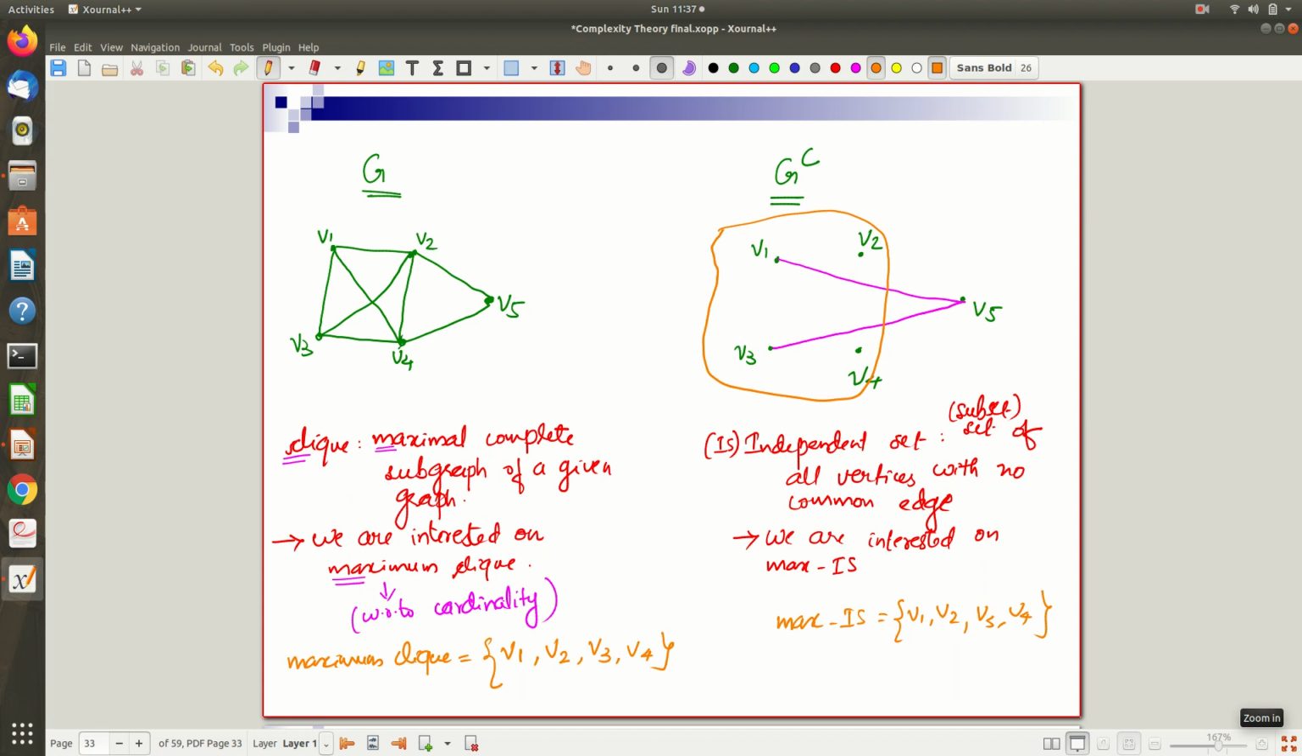Okay, that's all that we can do, right? Because given a subset of vertices, just check every pair. If there are n vertices, n square pairs are there. Check whether there is an edge or not by looking at the adjacency matrix. So it will take some order of n square time only. That is about the verification part.